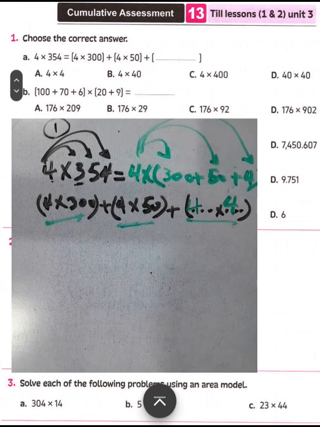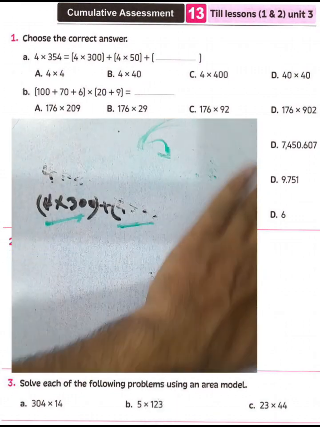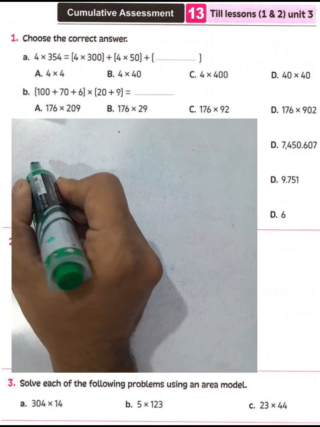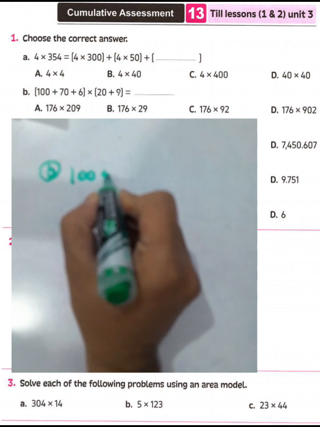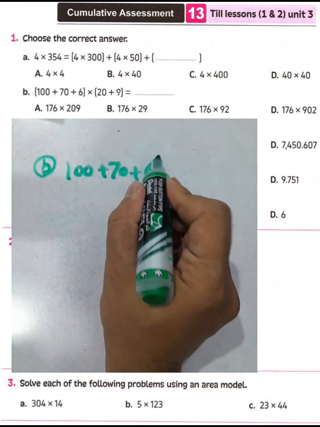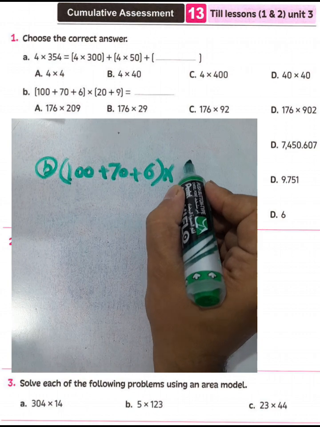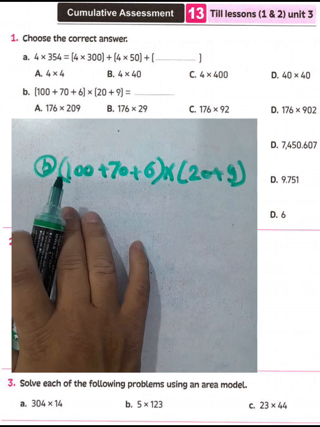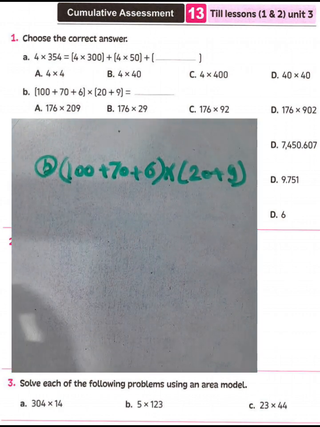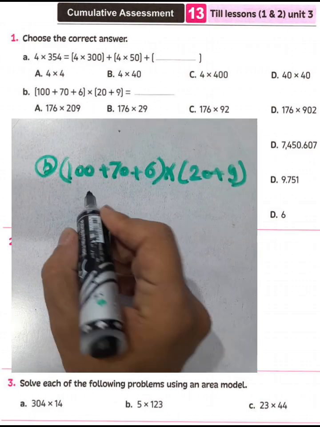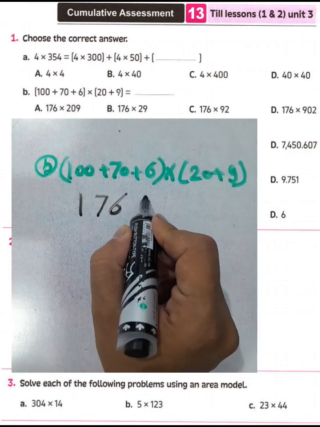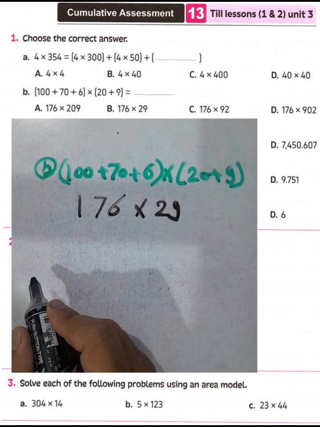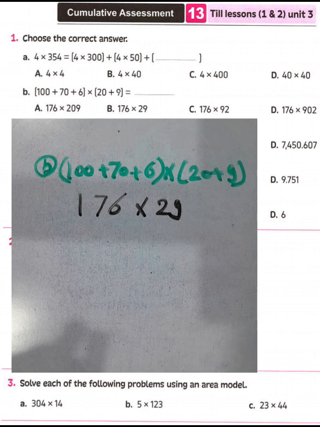Question letter B. 100 plus 70 plus 6, times 20 plus 9. We can find the standard form of the first number. 100 plus 70 plus 6 is 176. You must add all the numbers here. And 20 plus 9 is 29. Then you must choose letter B, 176 times 29.